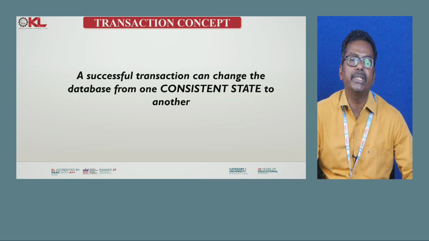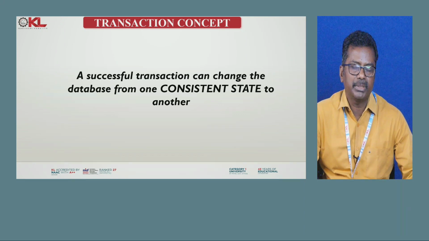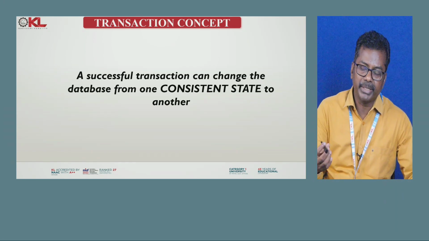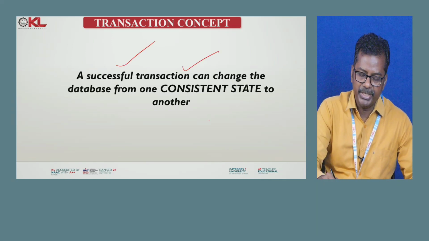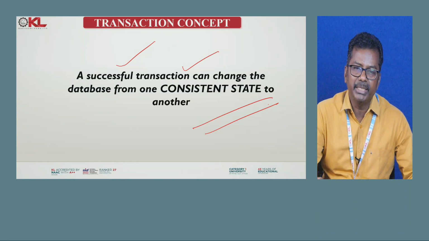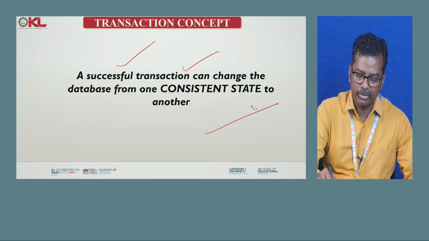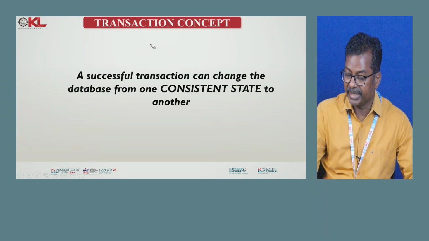So these two states are actually consistent states. Okay, so that is the main objective, that is the main result or outcome of a transaction. So that's why you can see a successful transaction can change the database from one consistent state to another consistent state. So this point is to be noted and is very, very important as far as the transaction outcome is considered.